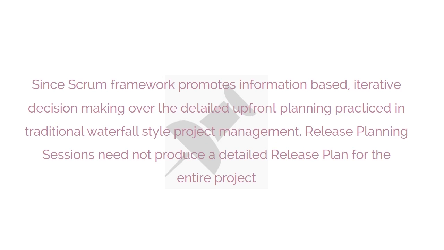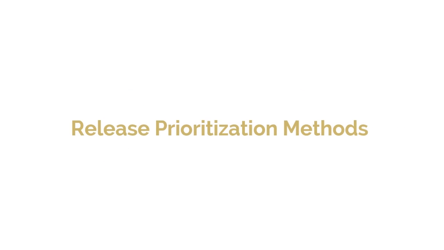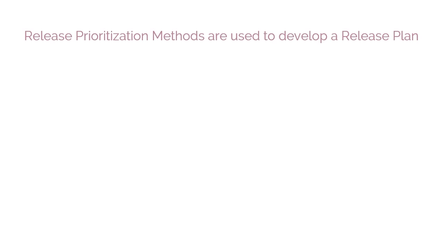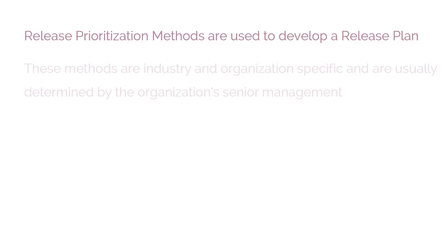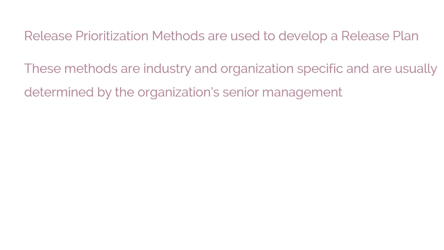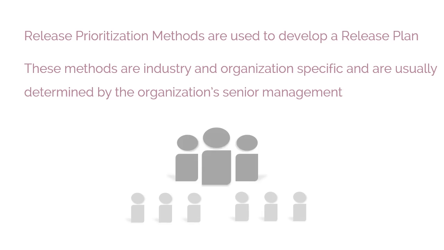Since Scrum Framework promotes information-based iterative decision-making over the detailed upfront planning practice in traditional waterfall-style project management, release planning sessions need not produce a detailed release plan for the entire project. The release plan can be updated continually as relevant information is available. The second tool used in this process is Release Prioritization Methods. Release Prioritization Methods are used to develop a release plan. These methods are industry and organization specific and are usually determined by the organization's senior management.